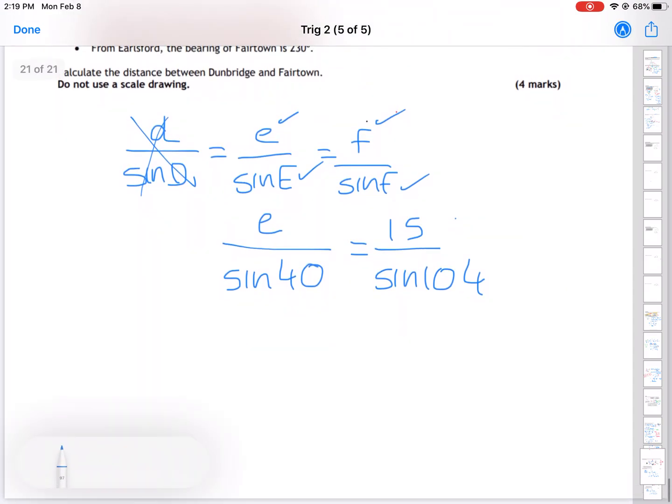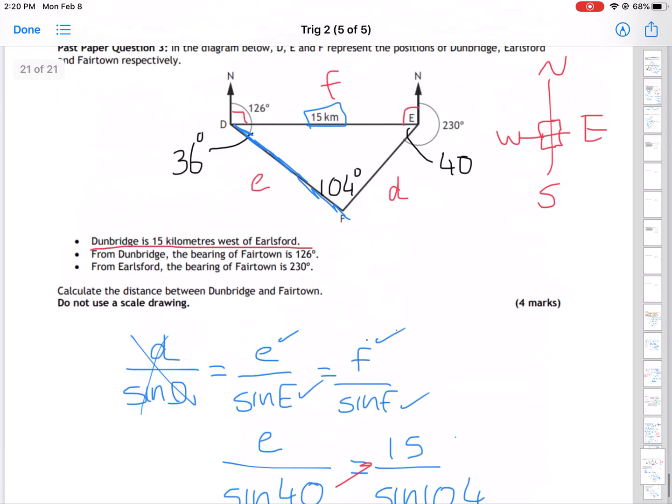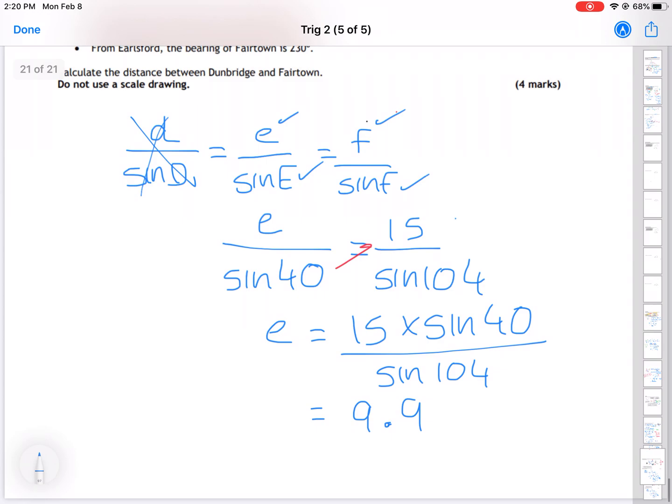And we can rearrange this then. Pop the sine 40 up onto the other side. E is equal to 15 times sine 40 all over sine 104. As ever, pop this in the calculator. 15 times sine 40, equals, divide that by sine 104. And we'll end up with 9.9 to 1 decimal place. Now, our units here are kilometres, so 9.9 kilometres is the distance between Dunbridge and Fairtown.